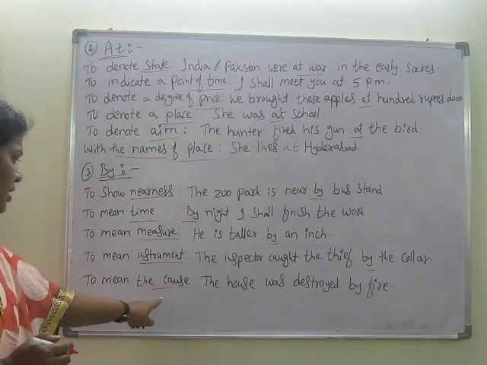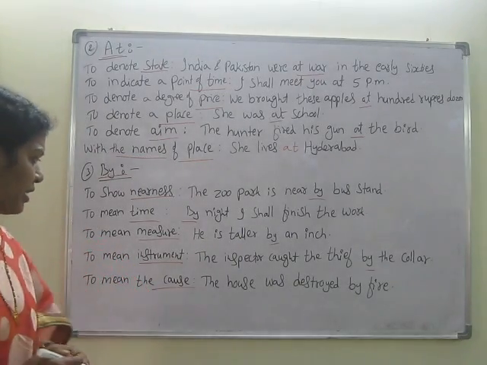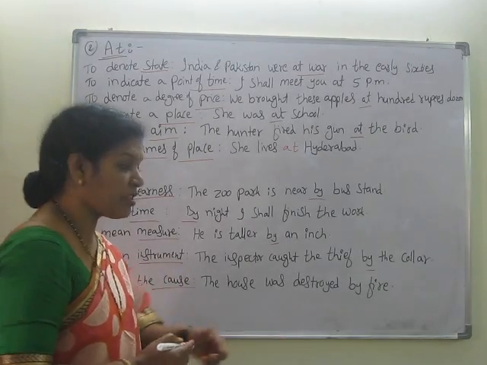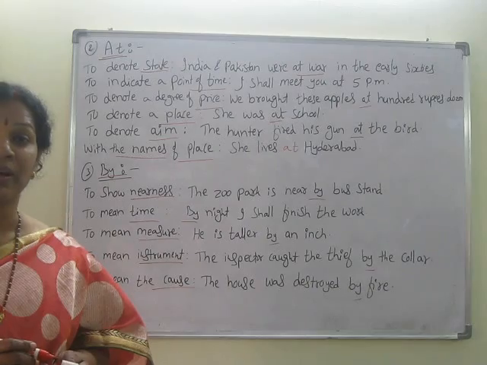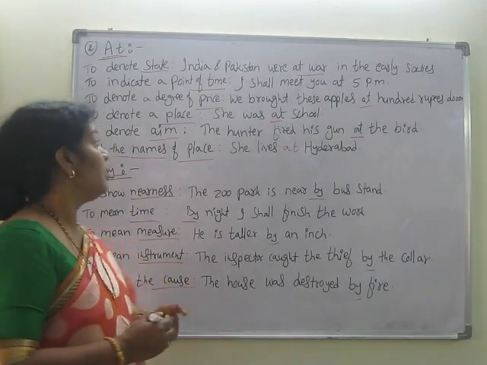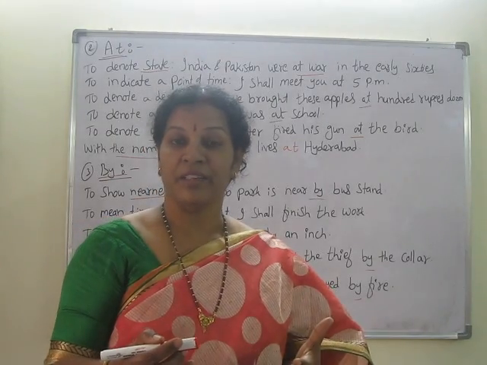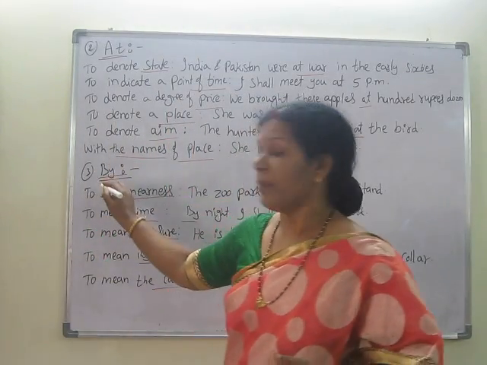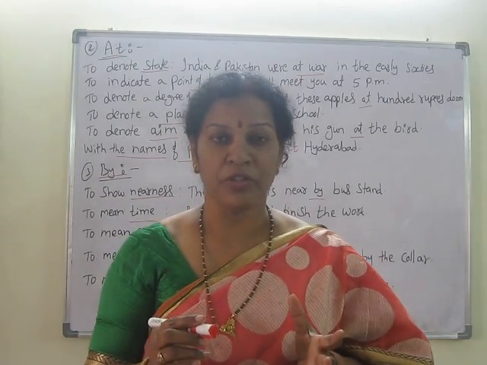To mean the cause, where a particular cause is there, for that also we can use it. For example, the house was destroyed by fire. The house was destroyed by fire. So we can use "at," "in," and also "by." These 3 prepositions, how we can use them, I told you a few situations.